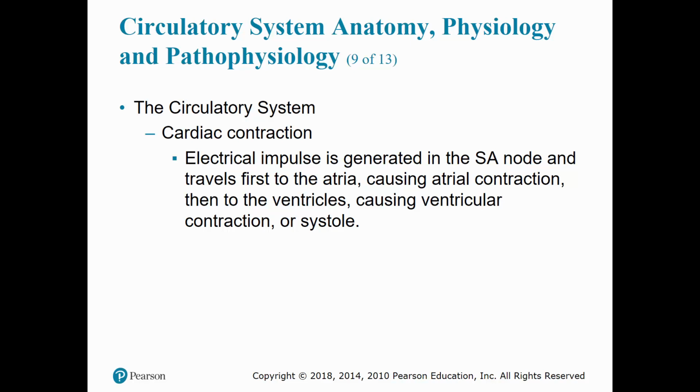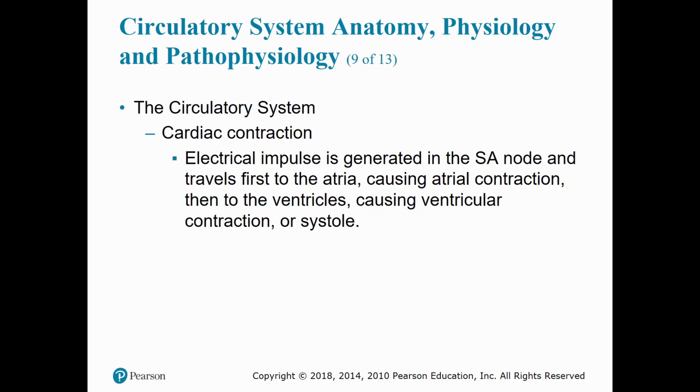Let's see. We already went over this. The cardiac contraction. So when an electrical pulse is created, like I said earlier, it's generated within the SA node. It travels through both the right and left atria by way of the Bachmann bundle, and both atria contract simultaneously because of this electrical impulse.